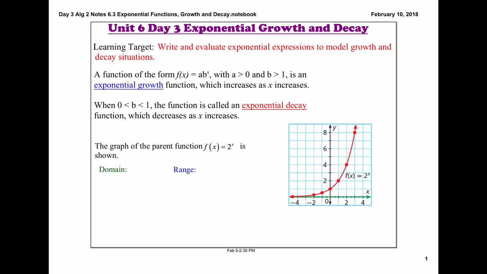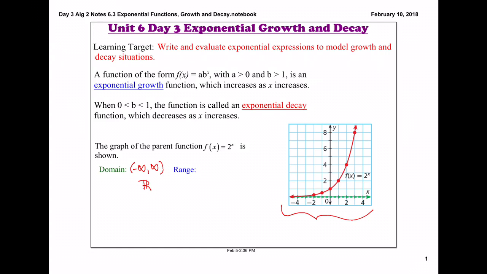When we look for the domain of our function, we are looking for our x values. So where does our graph go on our x-axis? It goes from negative infinity to positive infinity, which we also can say as all real numbers.